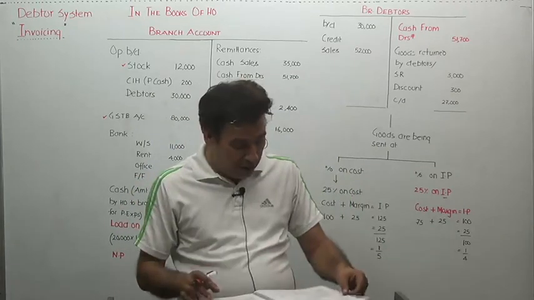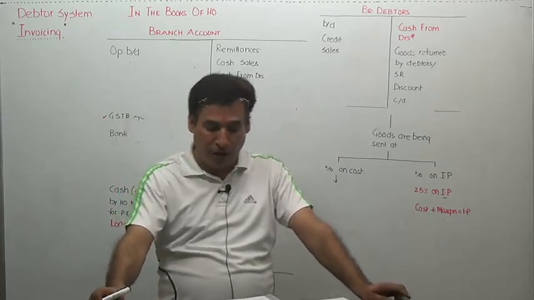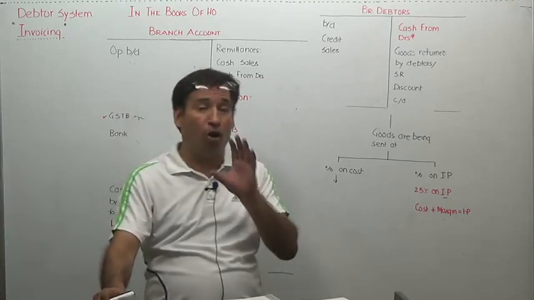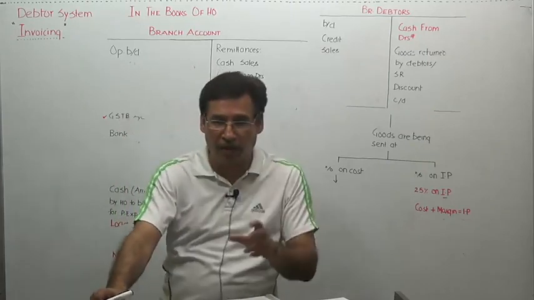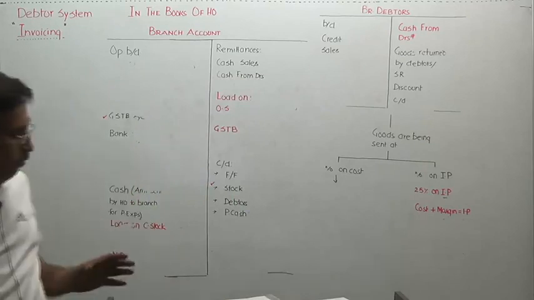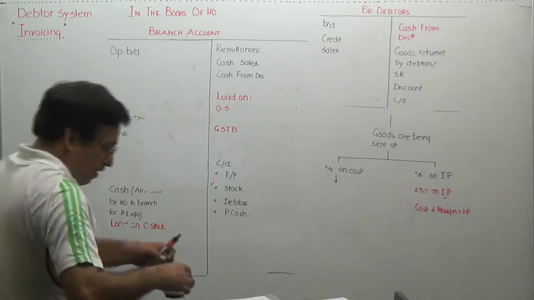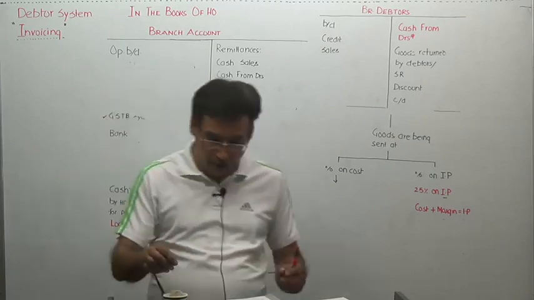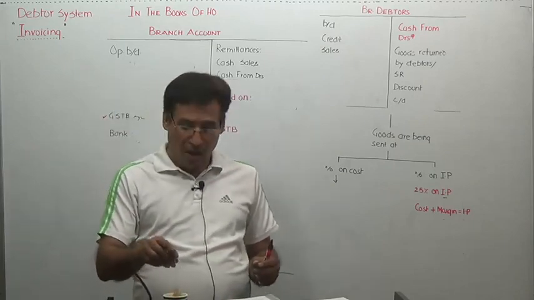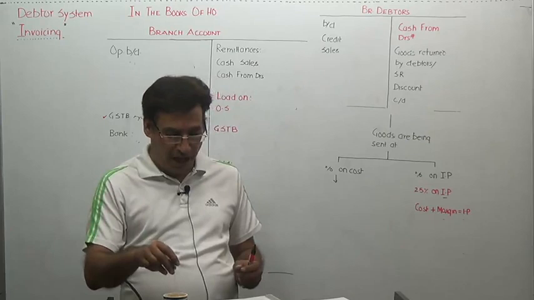Now 2002, prepare Nainital branch account in the books of head office, and goods are being sent at a profit margin of 20% on selling price. Opening rates might be given at cost price or invoice price, I just told you. Isn't it? So could you let me know at what price this time rates have been given? Sir, it is given on selling price. Now you tell me, is it cost price or invoice price? It's invoice price, absolutely. So you have been able to at least grasp something.